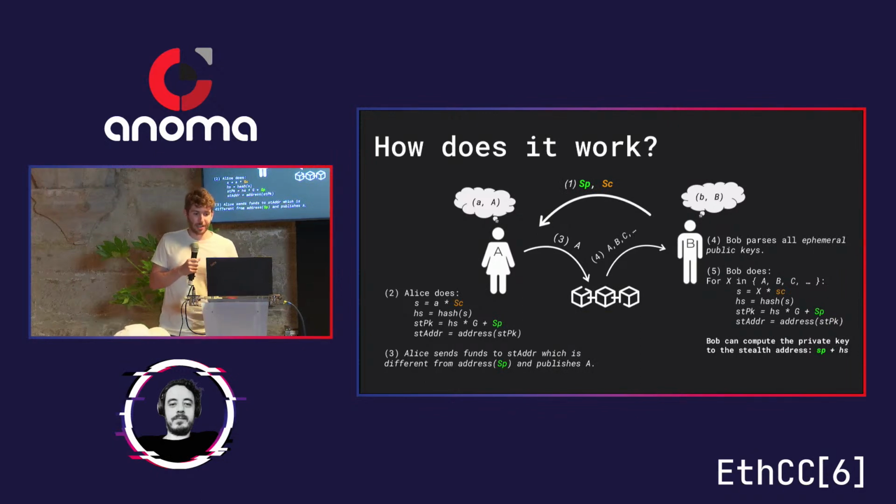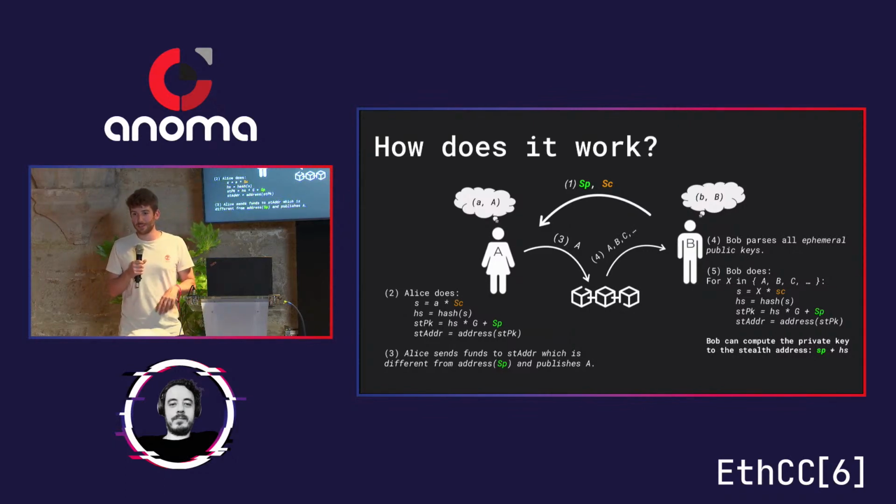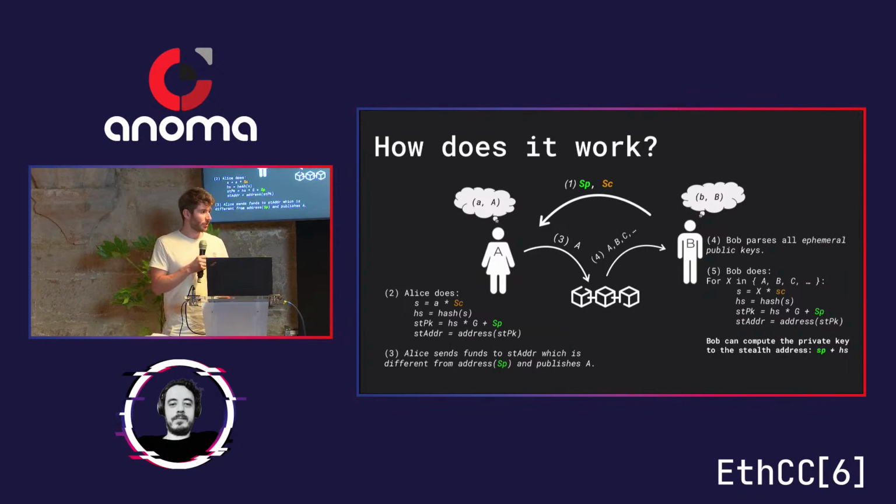Then, of course, this is not very handy as of now because Bob needs to do some parsing, and the parsing can be very hard, especially when there are many ephemeral public keys involved. So what we do now is we split up the key pair that Bob owns into two key pairs. Bob previously had one key pair, consisting of his private key and his public key, and now Bob has two key pairs, which are a spending and a scanning key. And the cool thing here is that Bob can now outsource the parsing.